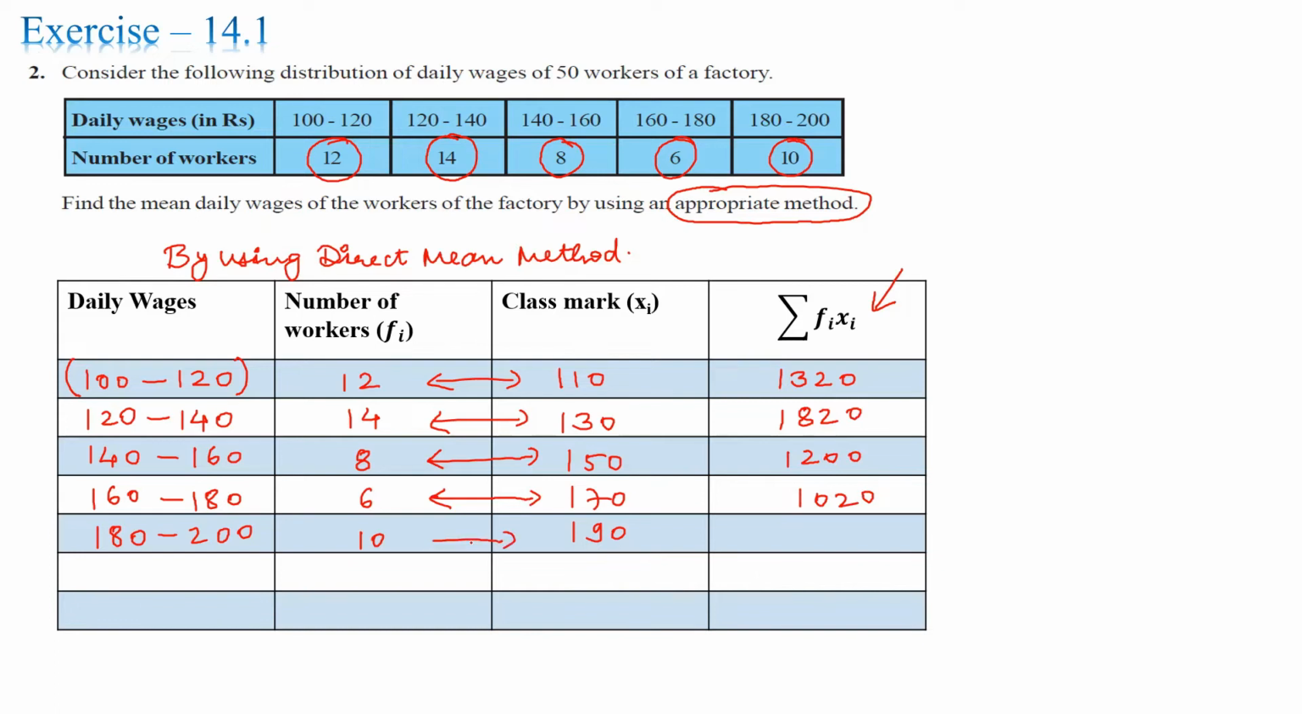And at the last, 10 into 190, it will come 1900. Now do the summation of this column. This column will be what? Summation of Fi xi. Do the addition of all these values and see what it comes. And here, do the addition of this frequency also. It will be your summation of Fi. Summation of Fi is 50. Okay. What about summation of Fi xi?